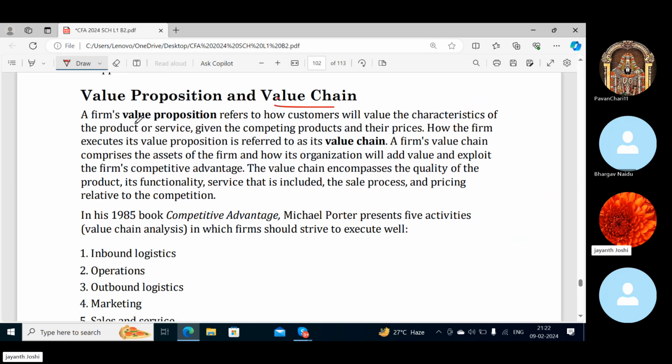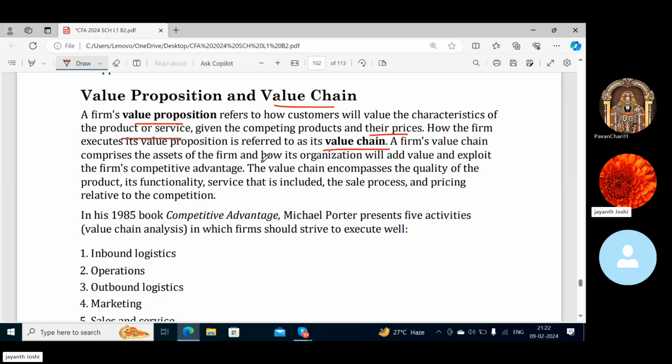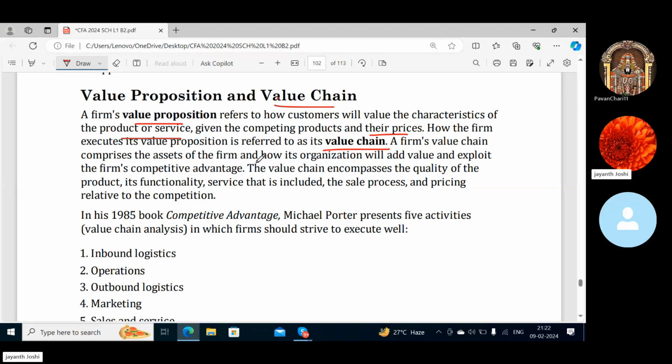Value proposition and value chain. So a firm's value proposition refers to how customers will value the characteristics of the product or service, given the competing products and their prices. So yeah, what can create value to you is what you value the most. How the firm executes its value proposition is referred to as value chain. So we'll see that a firm's value chain comprises the assets of the firm, and how its organization will add value and exploit the firm's competitive advantage. Whatever assets they have is the value they already have, and then how they will create value with their products in the market, seeing the competitive environment around them.